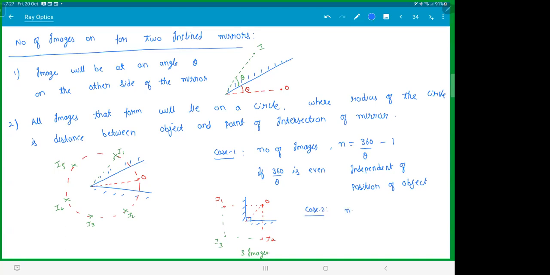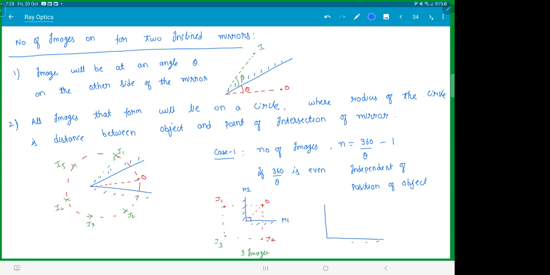Case 2, n will be 360 by theta. Let me write in the next page. Have a look at this. So if you take two mirrors at 90 degrees, and you put an object on the bisector, you will see 3 images. And this is what actually happens here.